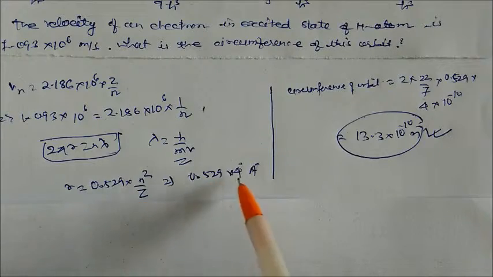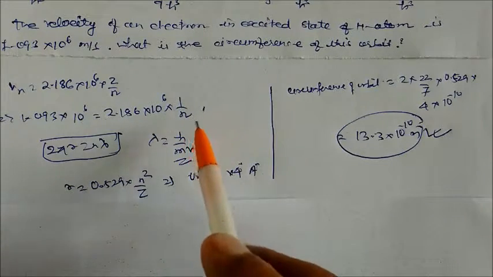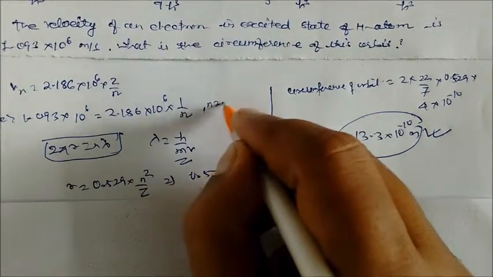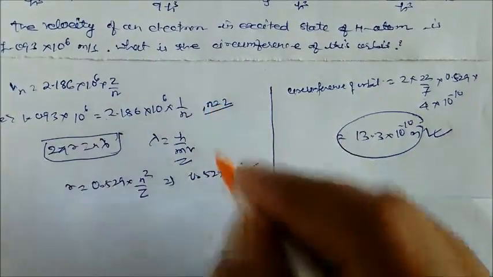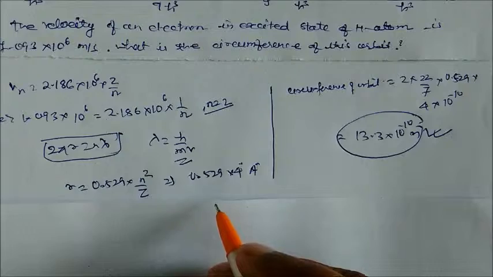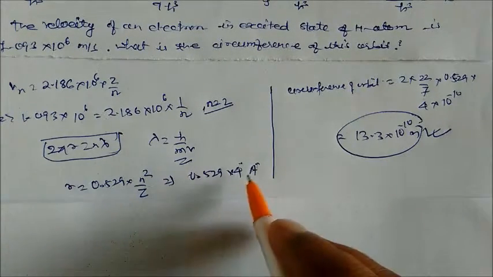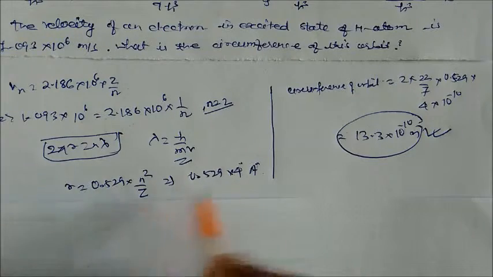Now n is given here as 2. So on solving here we will get n equal to 2. So this will be 0.529 into 2 square, with z equal to 1. So this is the r.